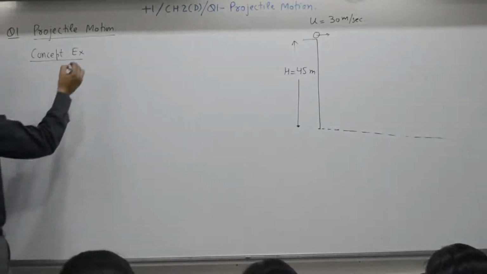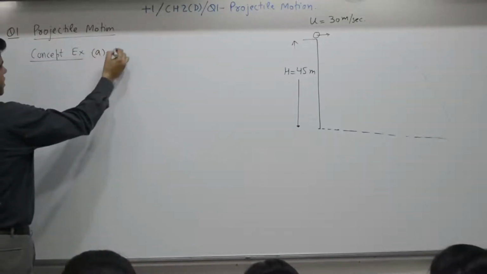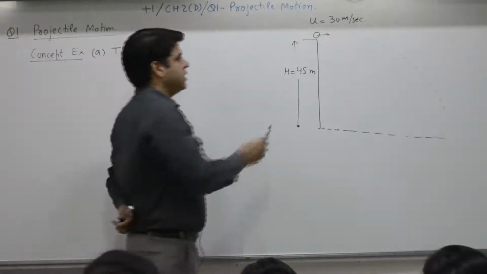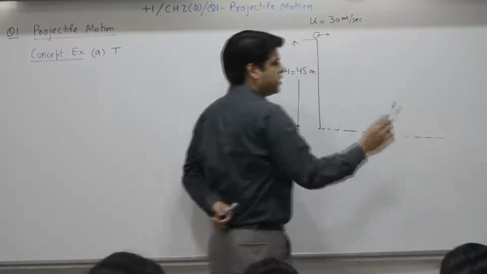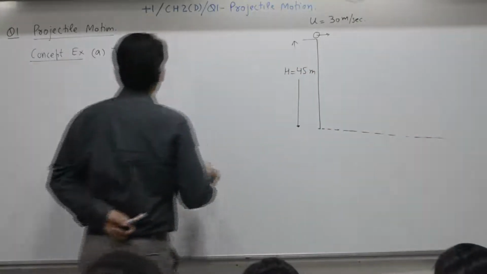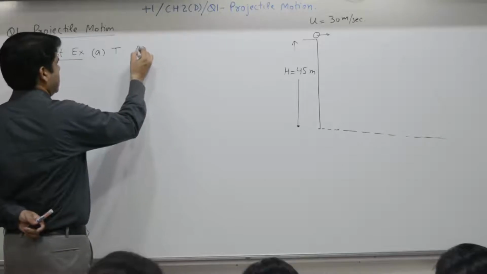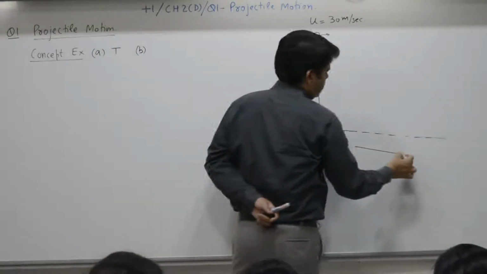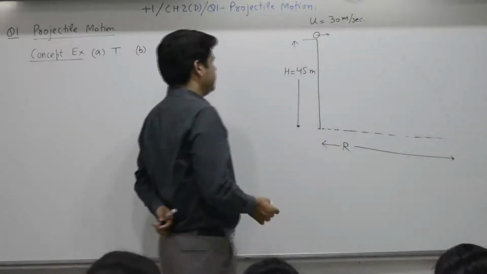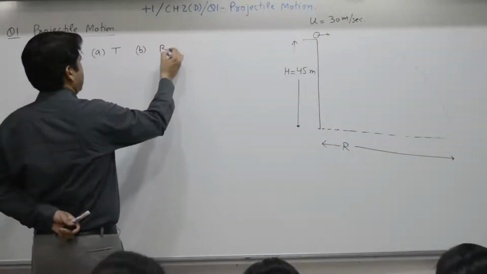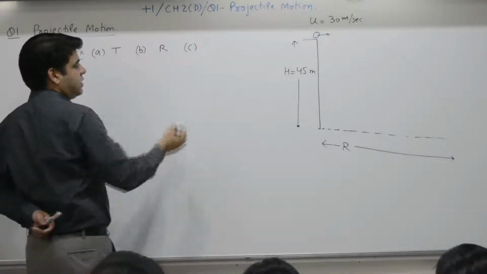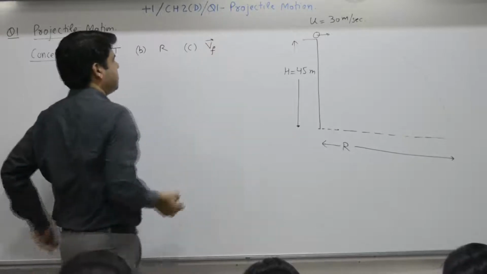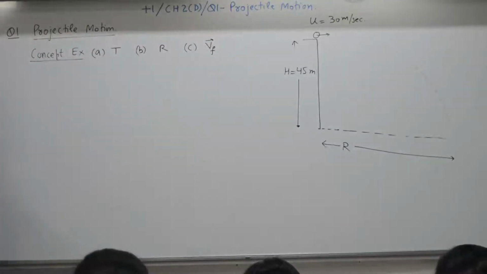What you want to find out is, number one, time of flight. How much time will it take for the particle to reach the ground? That's one question. Two, range, or the horizontal distance where it will hit the floor. Third part, when it hits the floor, that is the final velocity, that means magnitude as well as direction.